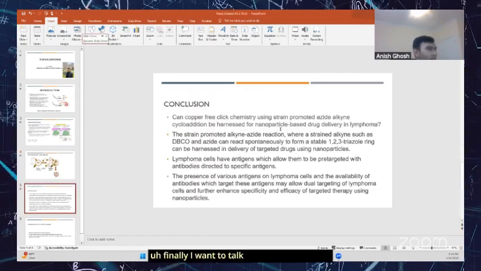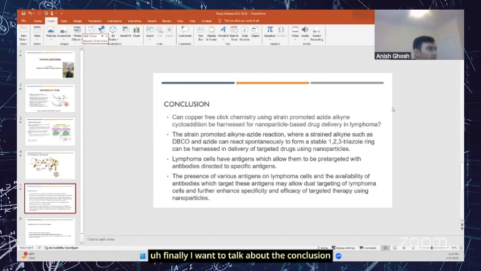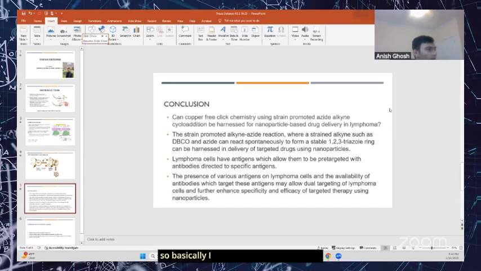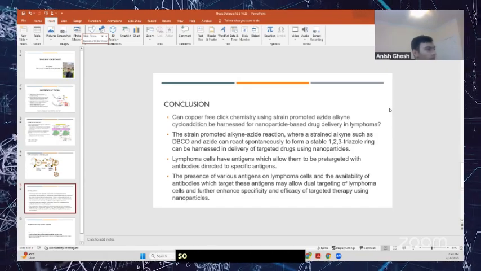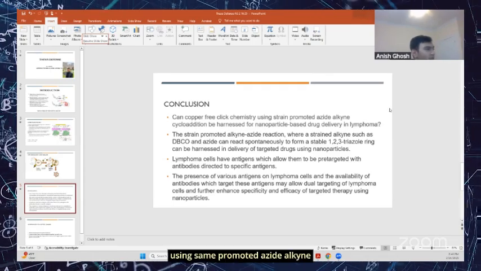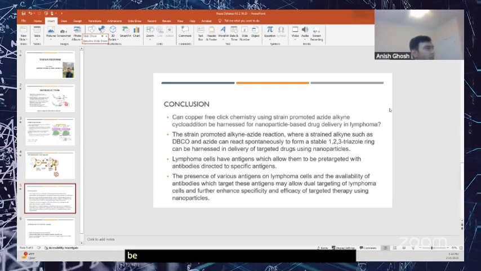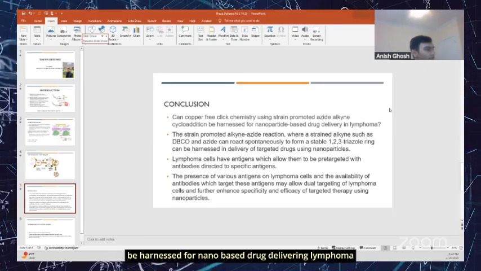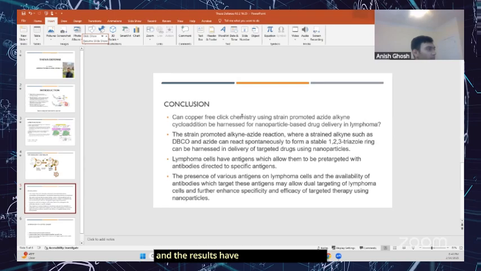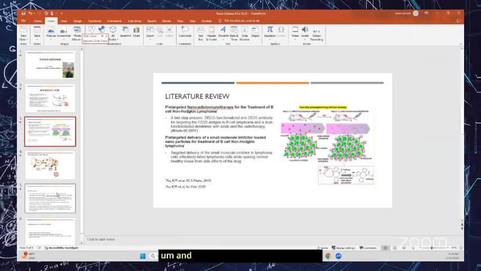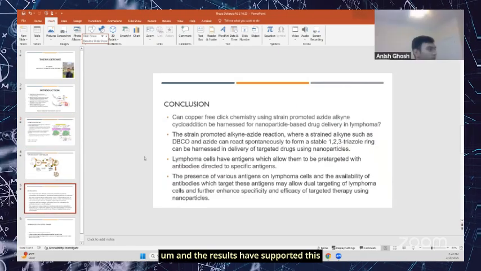All right, so finally, I want to talk about the conclusion. So basically, I restated my question here. So can copper-free click chemistry using strain-promoted azide-alkyne cycloaddition be harnessed for nano-based drug delivery in lymphoma? And the results have supported this.